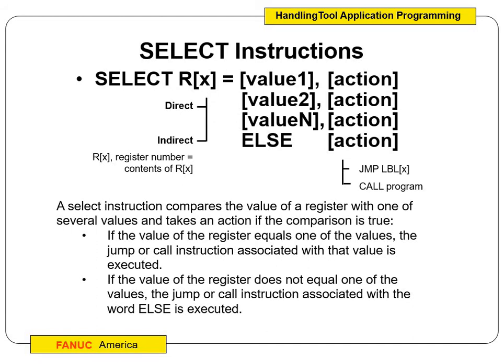So, an example here. We're going to say if register 1 is equal to 1, our action would be call your circle program. On the next statement, if register 1 was equal to 2, we would call your triangle program. And if register 1 was equal to 3, we would call your box program. Hopefully I used box, triangle, and circle in that order.